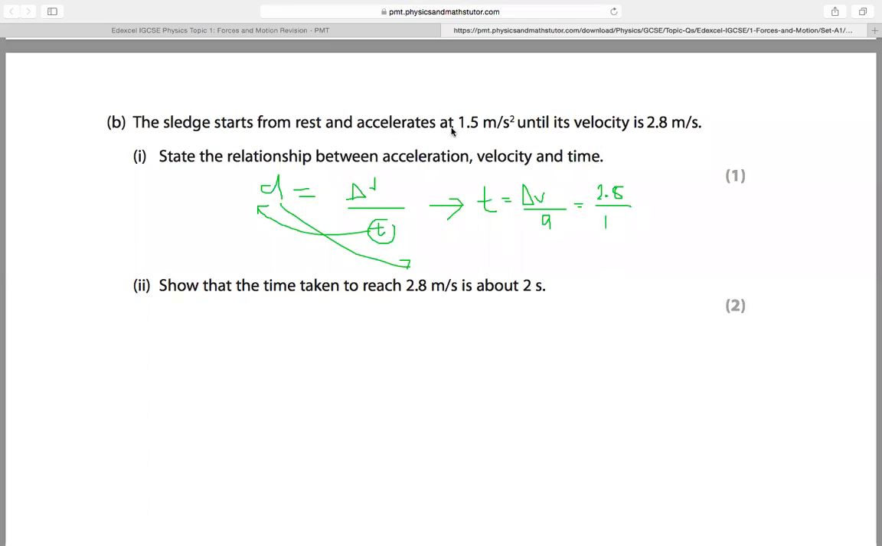That's the given data from the question. Okay, so 2.8 divided by 1.5. What do you all get? Punch into your calculator and see what you get. 1.866. 1.9. So the question says, show that the time is about 2 seconds. So that's correct. 1.9 seconds is about 2 seconds. So you can leave it at 1.9. Okay? So that's how you show. This is for this question. Make sure you have your units.